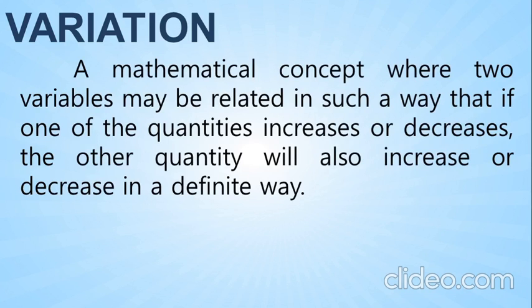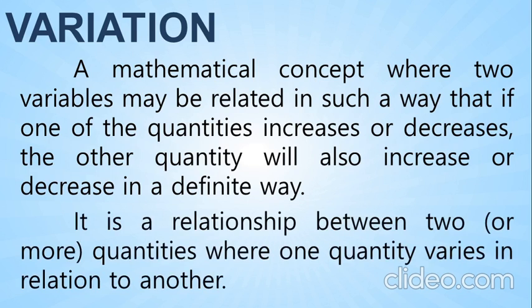One of the most important and useful ideas in mathematics is the idea that two variables may be related to each other in such a way that if one of the quantities increases or decreases, the other quantity will also increase or decrease in a definite way. This idea is called variation. It is a relationship between two or more quantities where one quantity varies in relation to another.